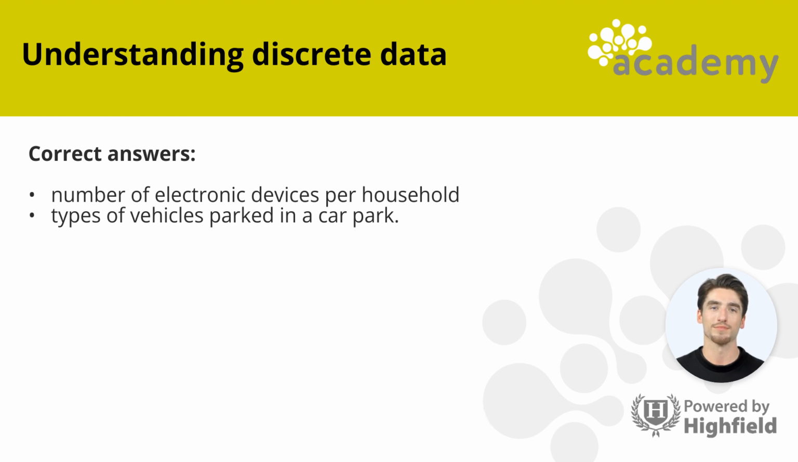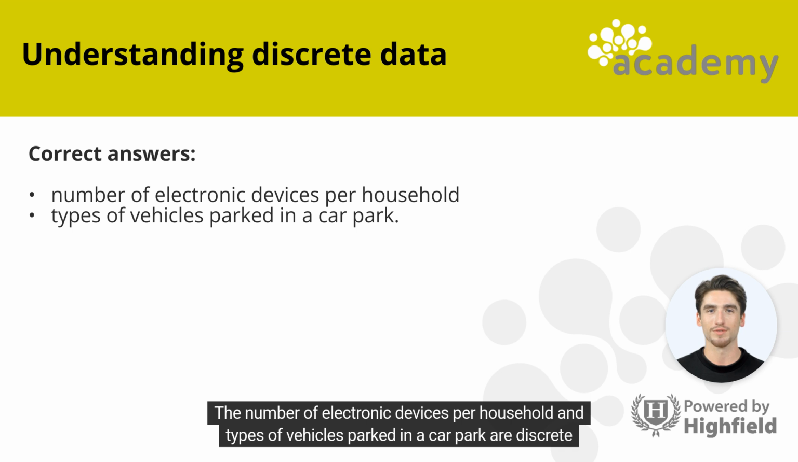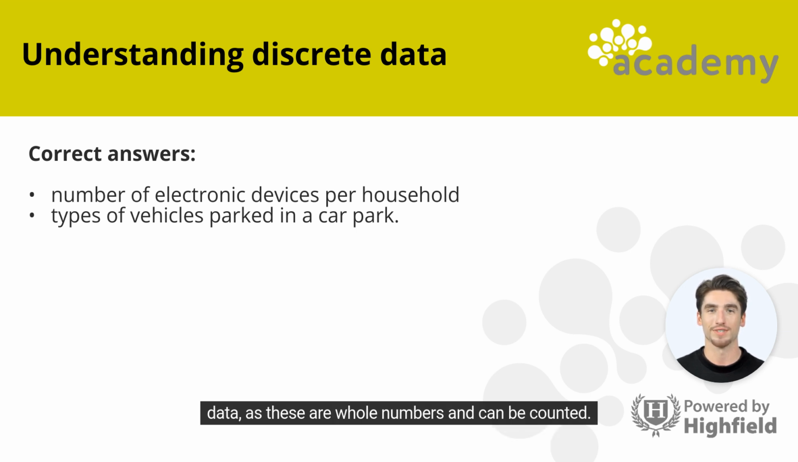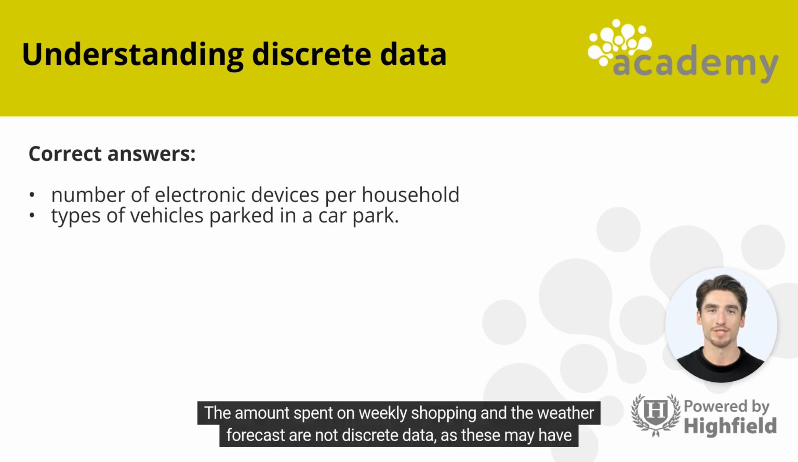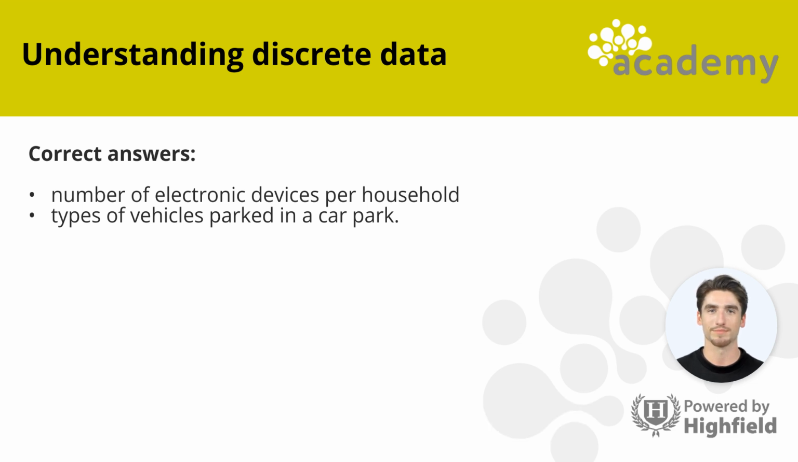Let's check the answers. The number of electronic devices per household and types of vehicles parked in a car park are discrete data, as these are whole numbers and can be counted. The amount spent on weekly shopping and the weather forecast are not discrete data, as these may have decimals.